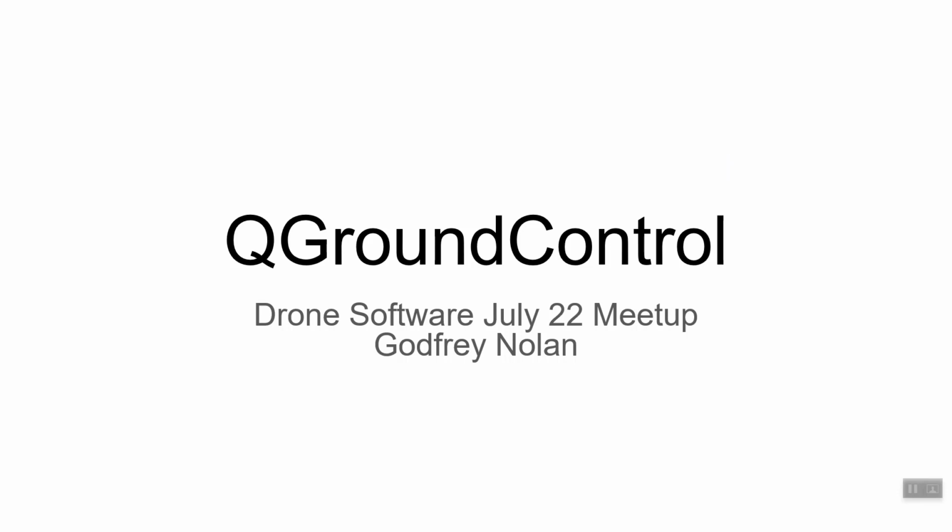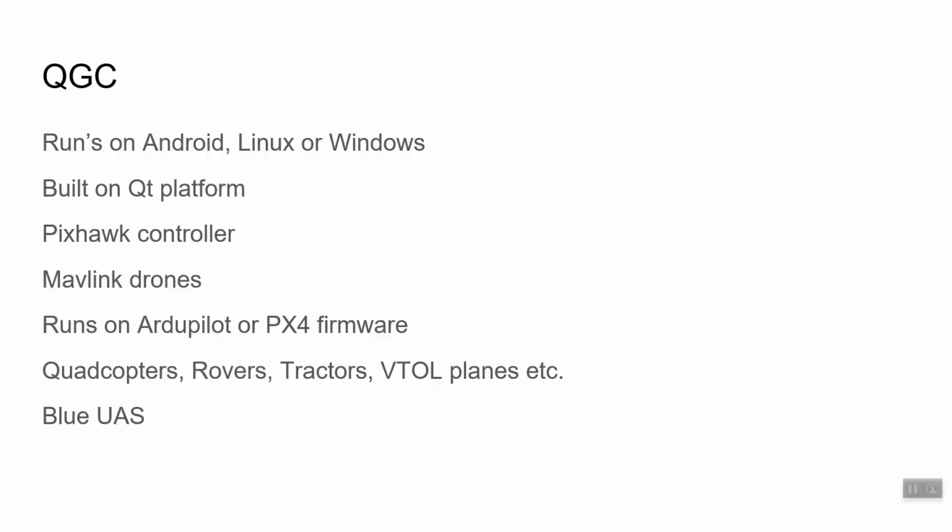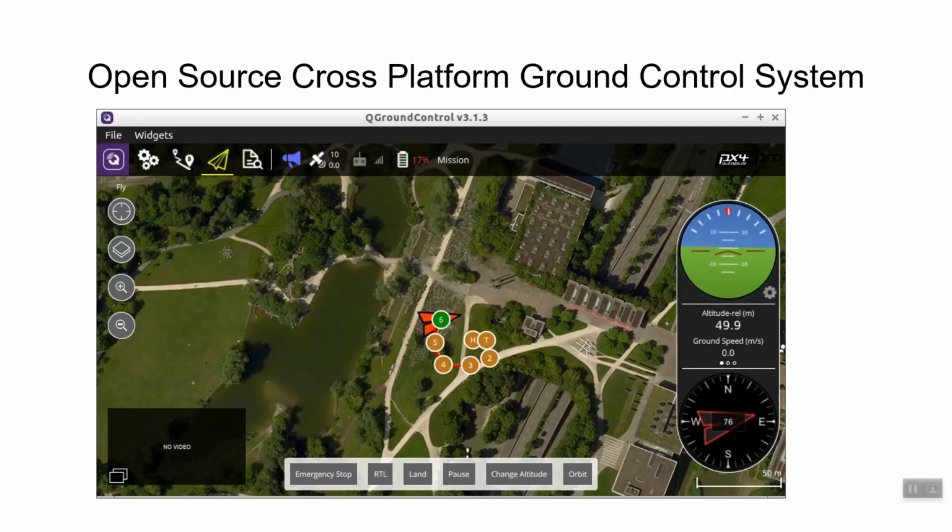Okay, so let's have a look at what QGroundControl is. I'm not sure how many people know QGroundControl, but basically it's an open source cross-platform ground control system. If you're using a MAVLink drone, chances are that you're using the QGroundControl GCS. So lots of people use it, sources out there.